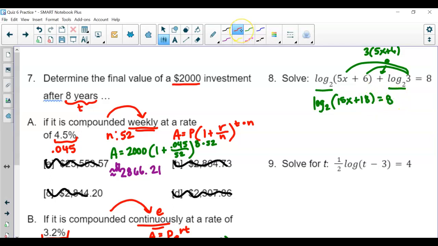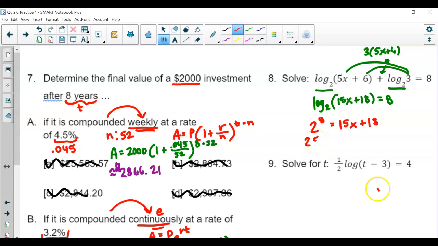Now remember, we're still using inverse, right? Well, if this is a log, the inverse now is an exponential. So what is the base? 2. So base 2 being raised to the 8th power, which is equal to 15x + 18. Now we can go through and solve. Well, here, 2 to the 8th power is 256.